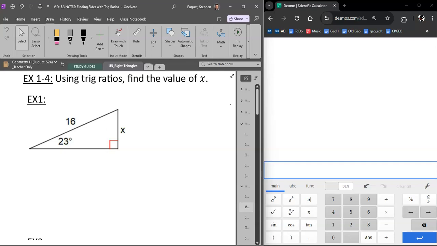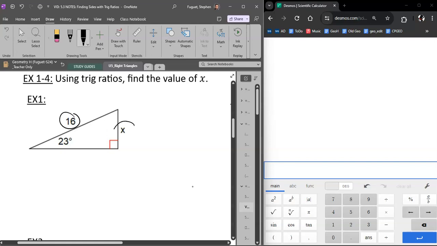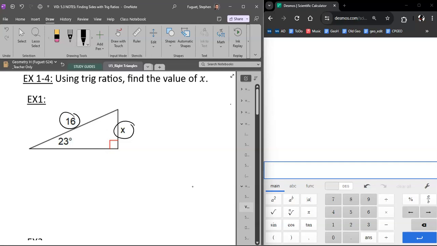However, we are presented here in example one with a situation where I only know one of the sides, and I want to find the second side. So what you need in that situation in order to do trig ratios is you need to know at least one of the acute angles, which in this case I do, 23. I need to know one side. In this case, I know 16, which happens to be my hypotenuse. The side that I want to find related to the angle 23 degrees is my opposite side.